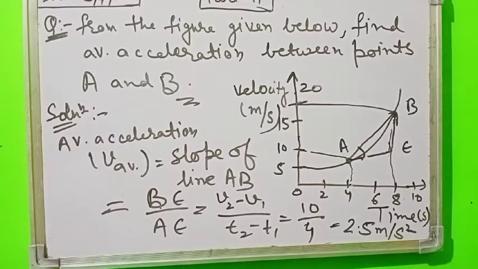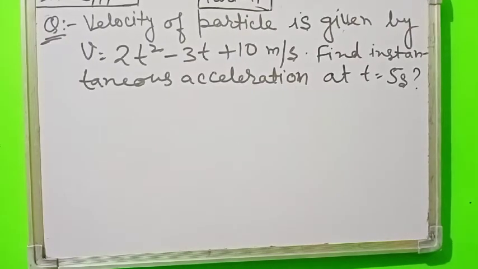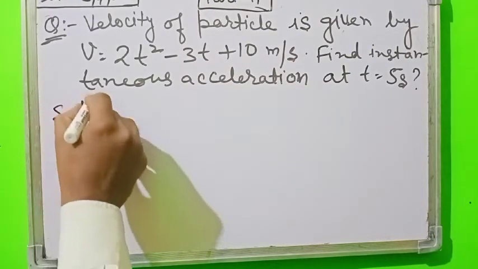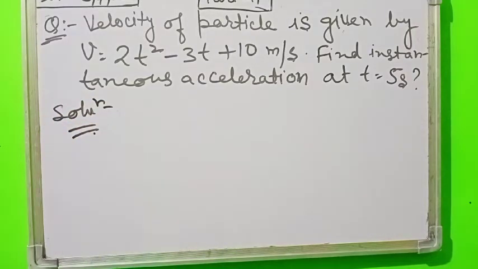Now the next numerical. Dear students, look at here. The velocity of a particle is a function of time given here, and you have to find the instantaneous acceleration at t is equal to 5 seconds. This type of questions we had solved in case of instantaneous velocity, where the displacement is given as the function of time. Now here velocity is given as the function of time, and you have to find the instantaneous acceleration.